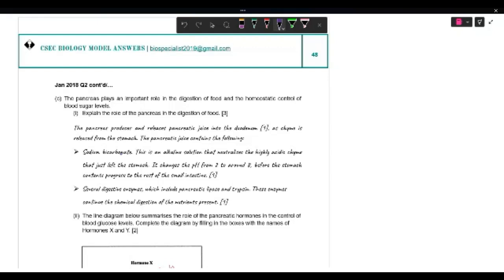Also, that pancreatic juice contains several enzymes such as lipase and trypsin, and these enzymes will just continue the chemical digestion of the nutrients that are present, right? And that's your answer there. So those are your 3 points. 3 points, 3 marks.